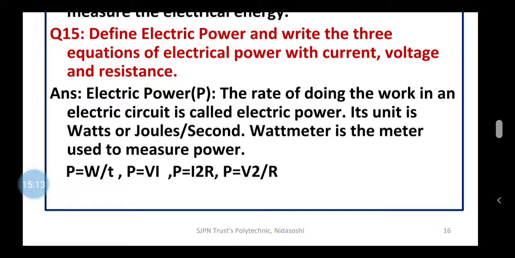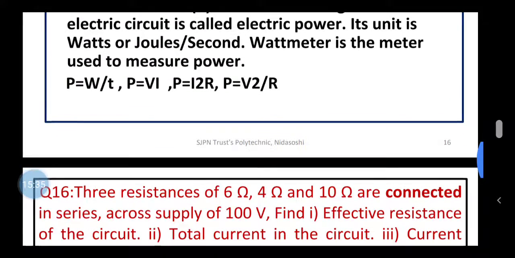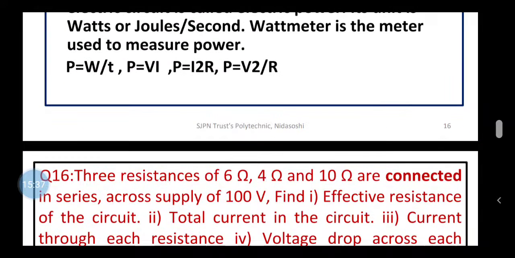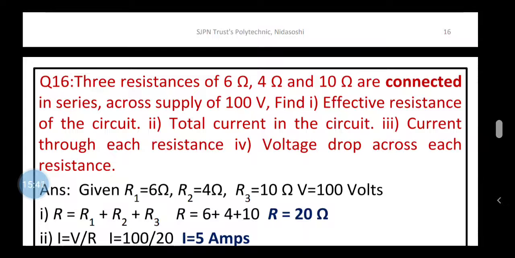As discussed in the previous question, P is equal to V into I. If you substitute V is equal to I into R, then you get I square into R. P is equal to V into I, and substituting I is equal to V by R, you get the equation V into V divided by R, that is V square by R. It is typed as V2, but you consider it as V square by R. Now let us come to some of the problems.